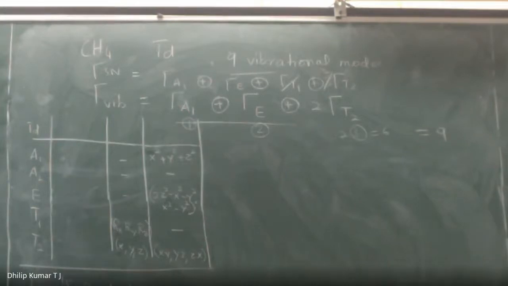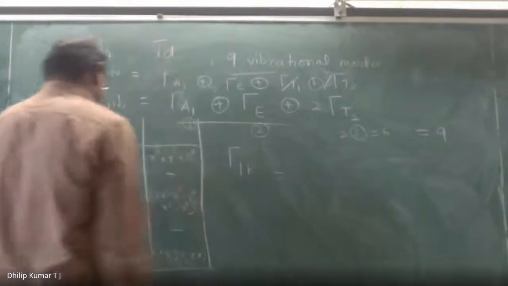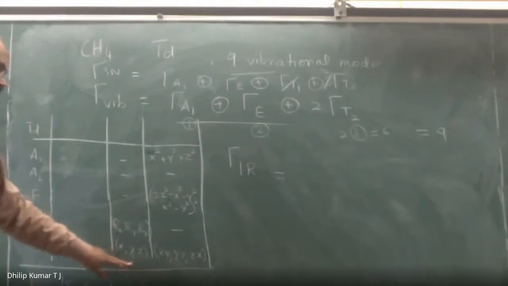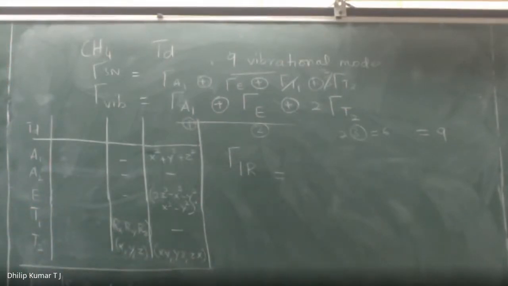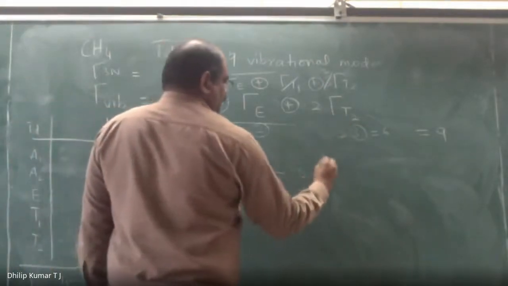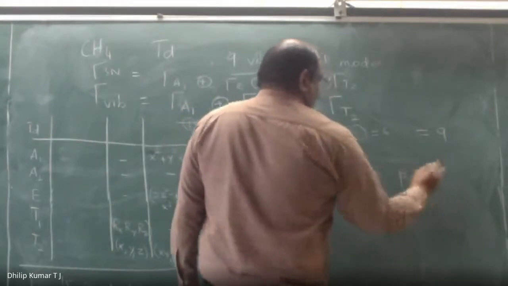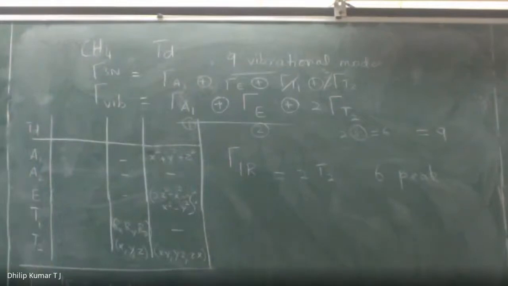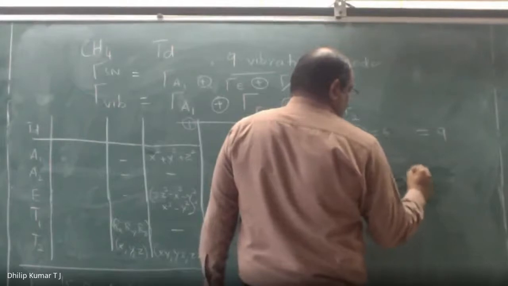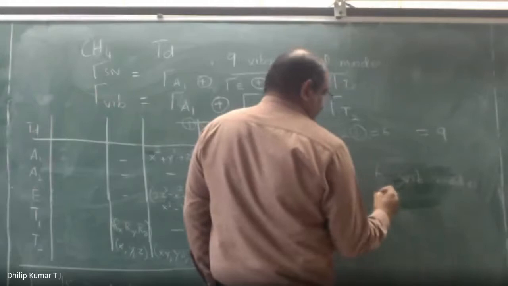In that, how do we know which are IR out of 9? IR modes you have to see XYZ, so T2 is the IR mode. There are 2 T2s, so it will give only 2 peaks, and each will be triply degenerate. Not 6 peaks, 6 modes. It accounts for 6 vibrational modes, and it's triply degenerate.